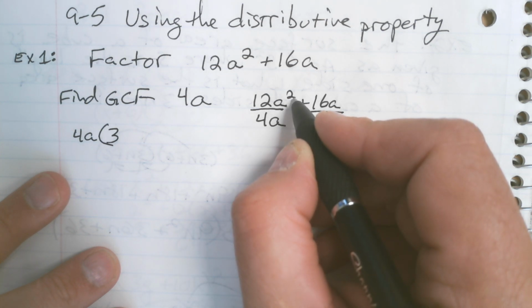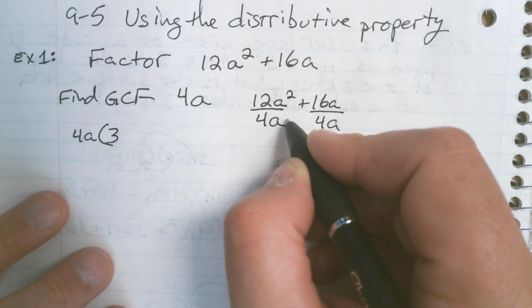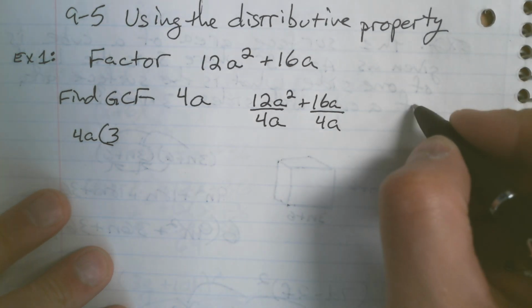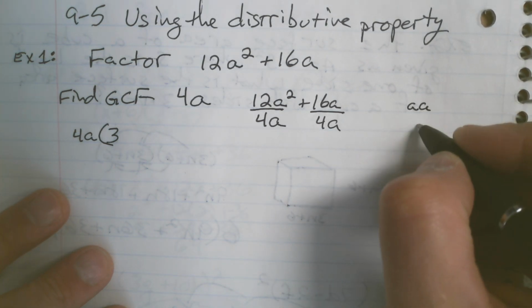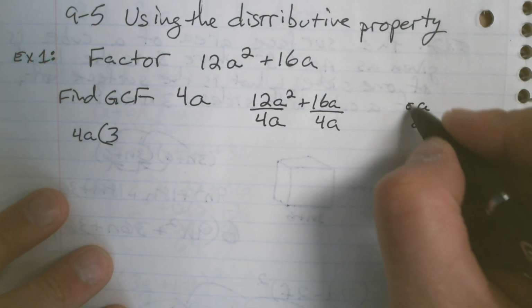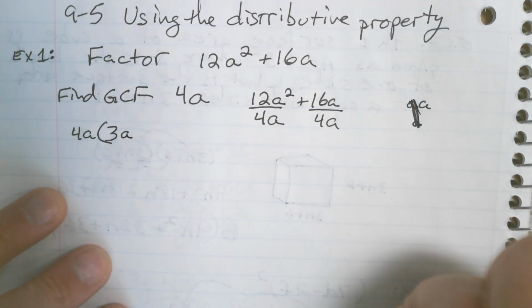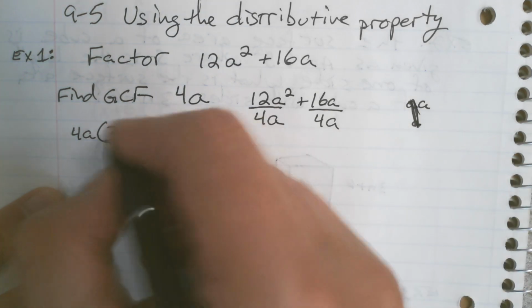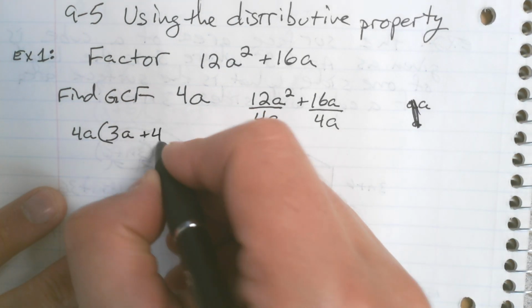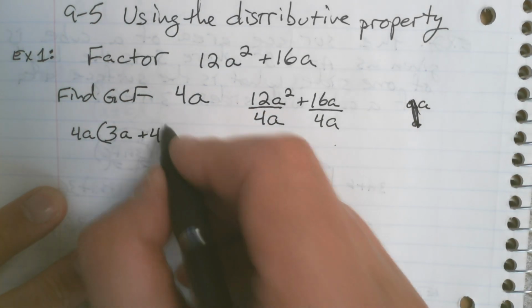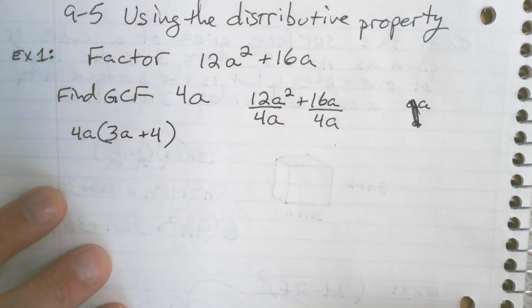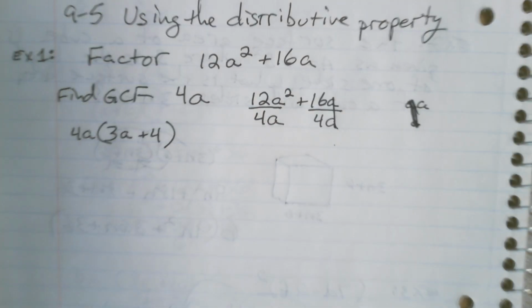If I have 2 on top and 1 on bottom, I have 2 a's on top, 1 on bottom. Those cancel out, correct? So just 1 left. So 16 divided by 4 is 4, and what happens to the a's? They cancel out. Oh, this is on the test.